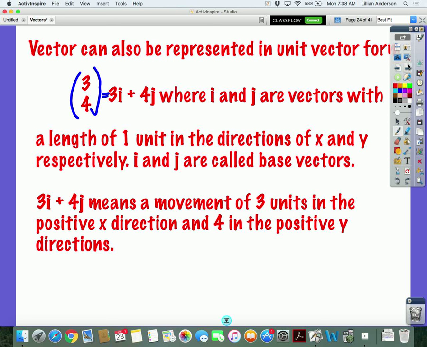Vectors can also be represented in column format, where the value that goes with vector i is at the top, and the value that goes with vector j is at the bottom, and that basically represents direction. So the top number deals with your x's, the bottom number deals with your y's. Say if you're talking transformations, 3i plus 4j means a movement of 3 units in the positive x direction, and then 4 units in the positive y direction.